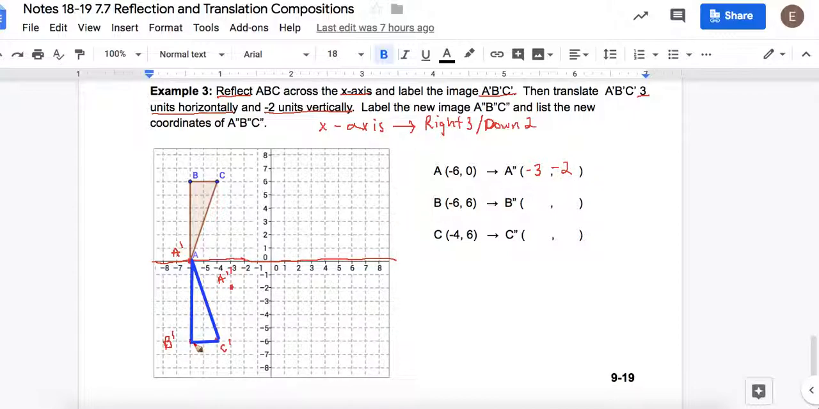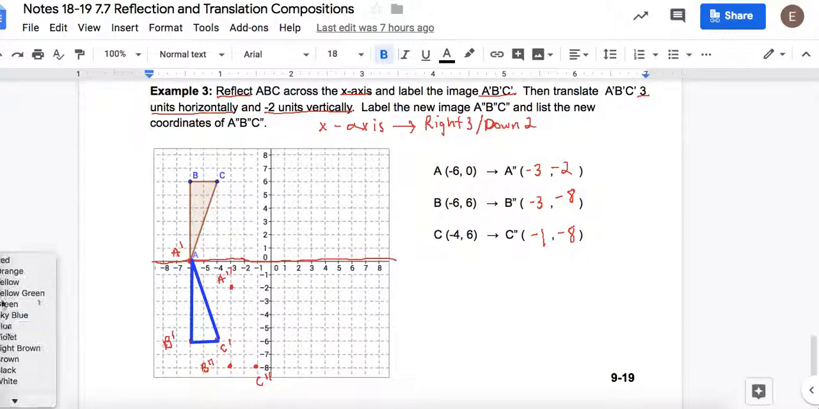Okay, now find B. So we're going to translate B prime 3 units right and 2 down. So 1, 2, 3. And then down 2, 1, 2. And we're going to call this B double prime. And that's -3, -8. X, then Y. And then lastly, C, we're going to move it 3 right, 1, 2, 3, and down 2, 1, 2. Call that C double prime, and the coordinates are -1, -8.